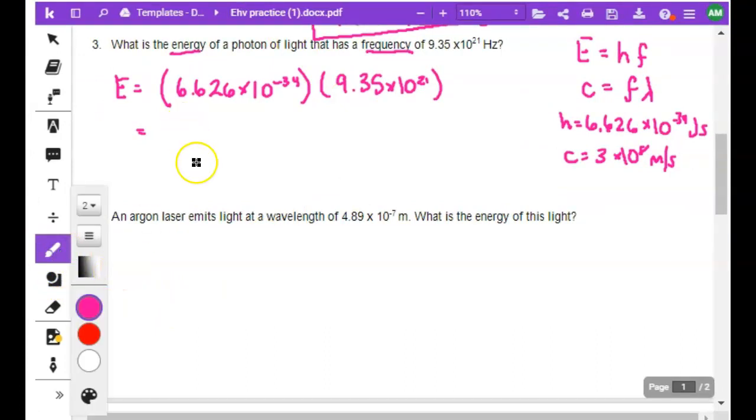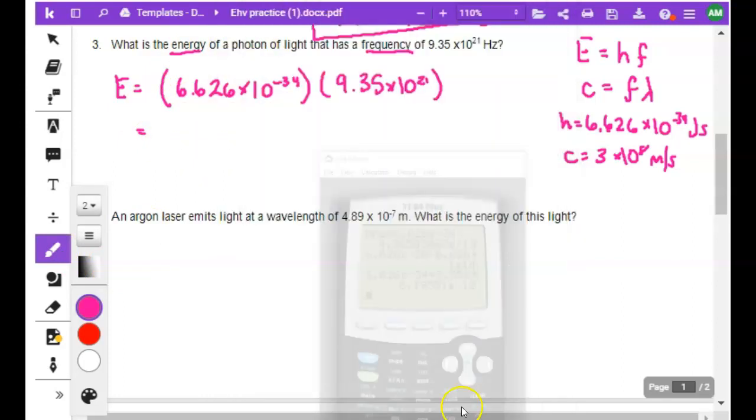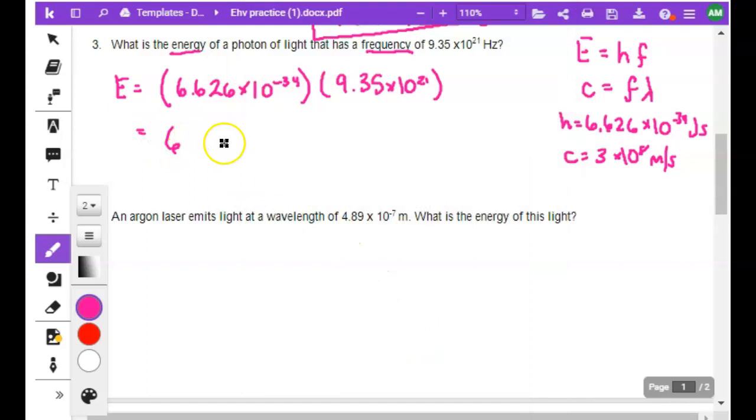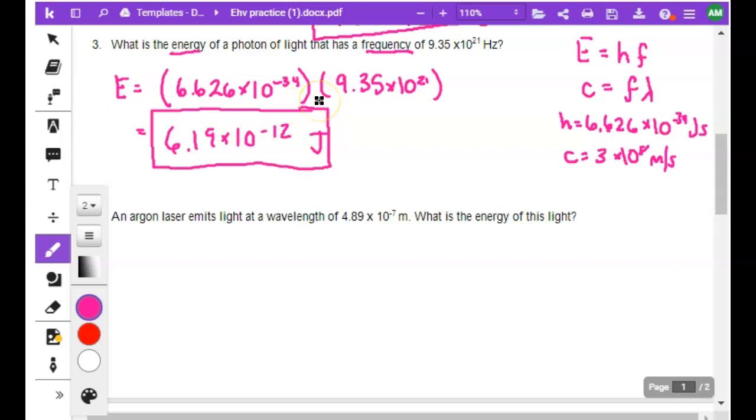So what did I say? It was 6.19 times 10 to the negative 12th. Make sure you can do that on your own. Don't just trust me, because you might find at test time that you watched me do it a bunch of times over and over again, but then didn't have it yourself. So does anybody have any questions on that one?